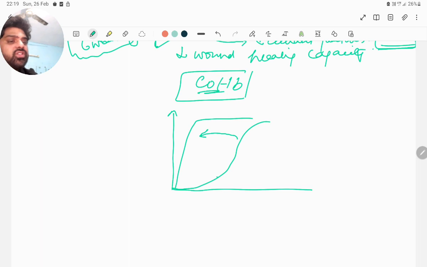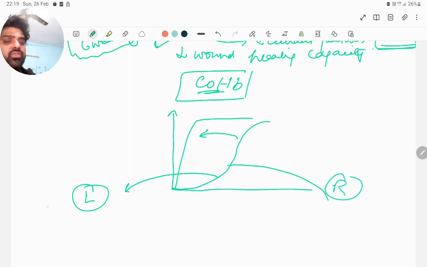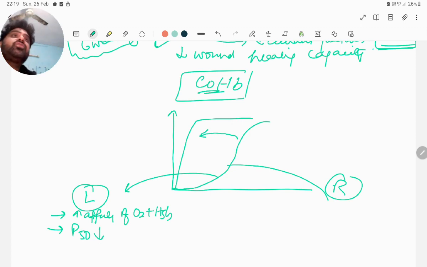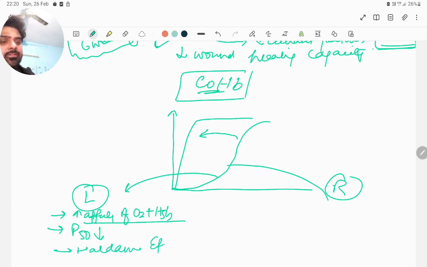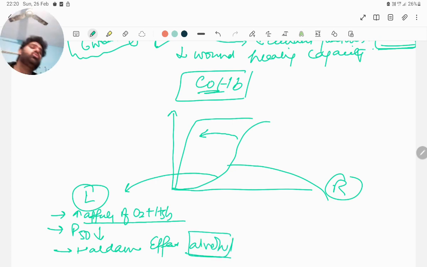Now, if we just talk of the oxygen dissociation curve, it can go to the left side, it can go to the right side. If it goes to the left side, that means there is increased affinity of oxygen and hemoglobin, or we can say P50 is decreased. P50 is the pressure at which 50% of the hemoglobin is saturated with oxygen. So the more the P50, the lesser is the affinity of oxygen and hemoglobin. So left means increased affinity of oxygen with hemoglobin or decreased P50, and we see this effect as the Haldane effect. And this occurs at the alveoli level because there oxygen has to come inside the blood and carbon dioxide has to go out.